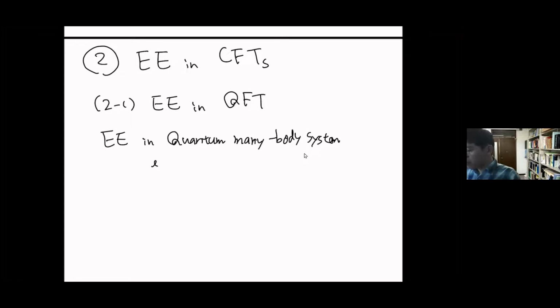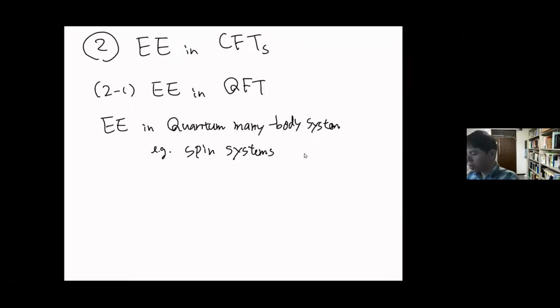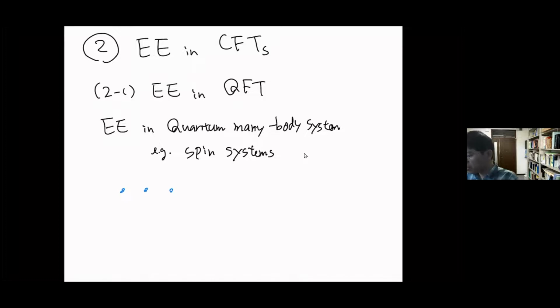This is, for example, something we often see in the condensed matter literature. We often think about a spin system. We can also think about a fermion system or a boson system, but I'll just draw the spin system picture. So we have many spins. These blue points are spins.